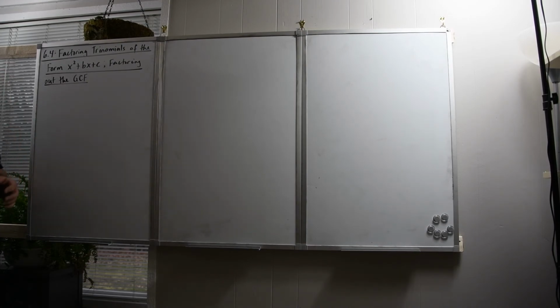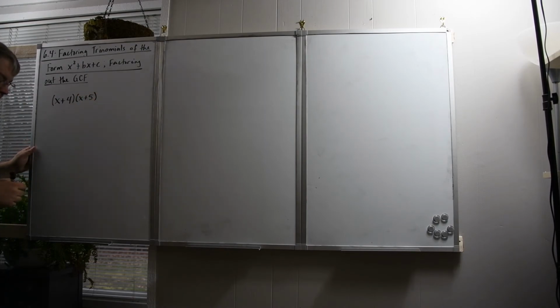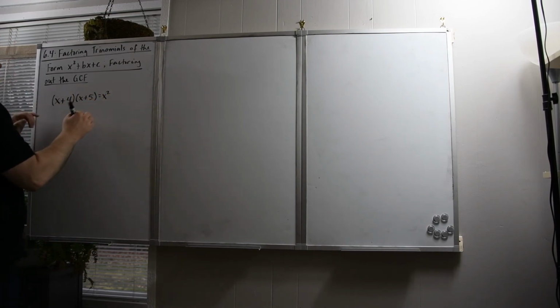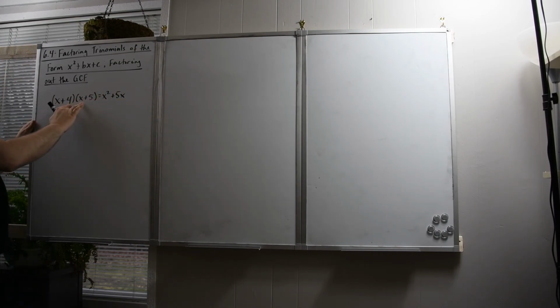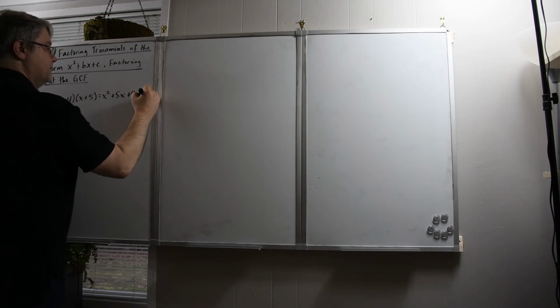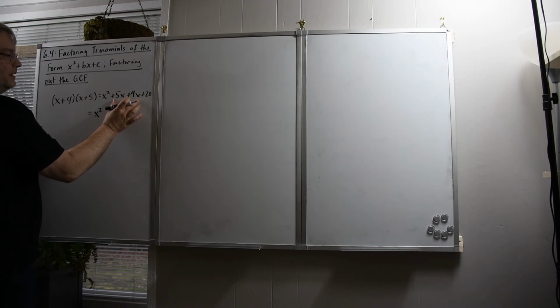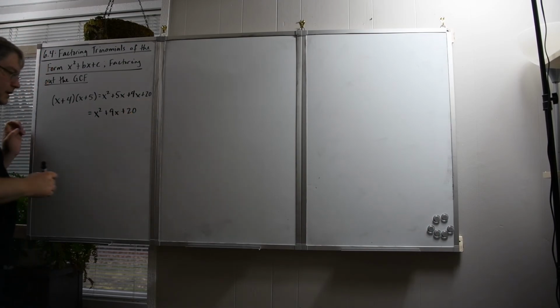Now, in previous sections, we saw how to multiply through something like x plus 4 times x plus 5. In fact, here we would use the FOIL method: first, outside, inside, last. First product, x times x, will be x squared. Outside product, x times 5 gives you 5x. Inside product, 4 times x, 4x. Last product, 4 times 5 gives you 20. And so if you combine your like terms, you've got your x squared, 5x plus 4x gives you 9x, and then you have your 20 as your constant term.